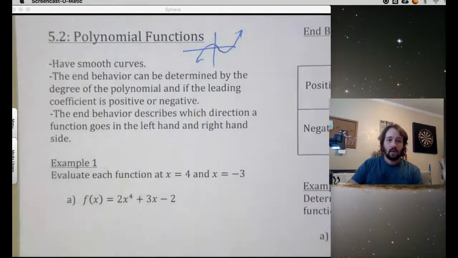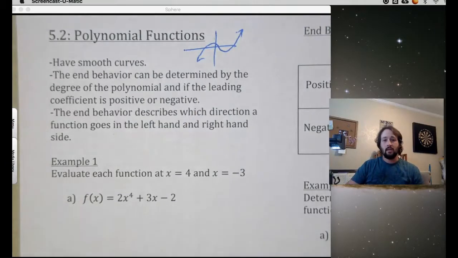Notice there's no absolute value type things. It's smooth all the way. It does a nice rounded curve. Sometimes it'll look like it goes up super sharp, but it still has a curve at the top, and then it may go down super sharp. But there's no jagged edges or anything like that. Polynomials have smooth curves.